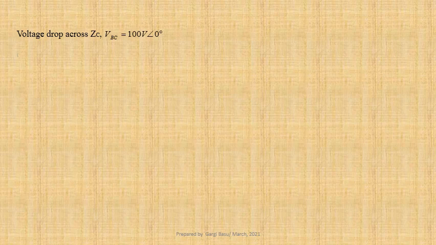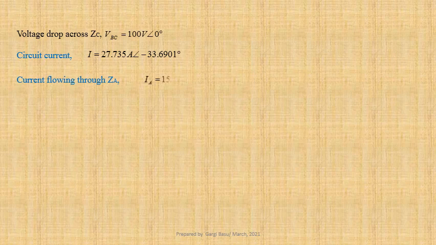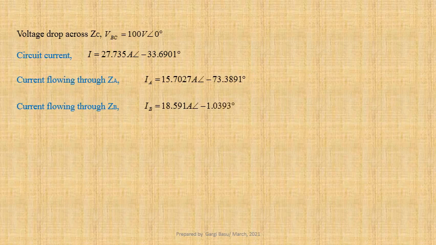Given voltage drop across ZC, VBC equals 100 volt at an angle 0 degree. We have determined circuit current I equals 27.735 ampere at an angle minus 33.6901 degree. Current flowing through ZA, IA equals 15.7027 ampere at an angle minus 73.3891 degree. Current flowing through ZB, IB equals 18.591 ampere at an angle minus 1.0393 degree.